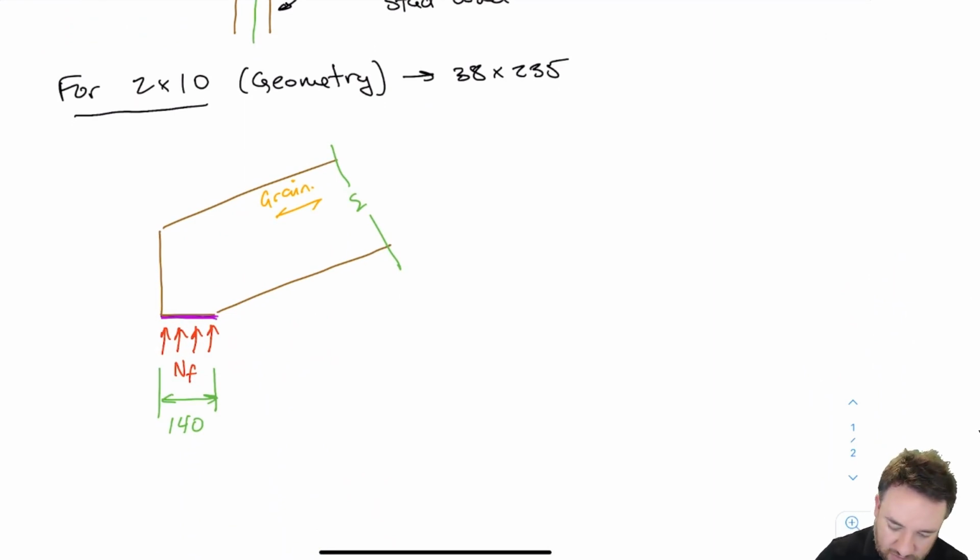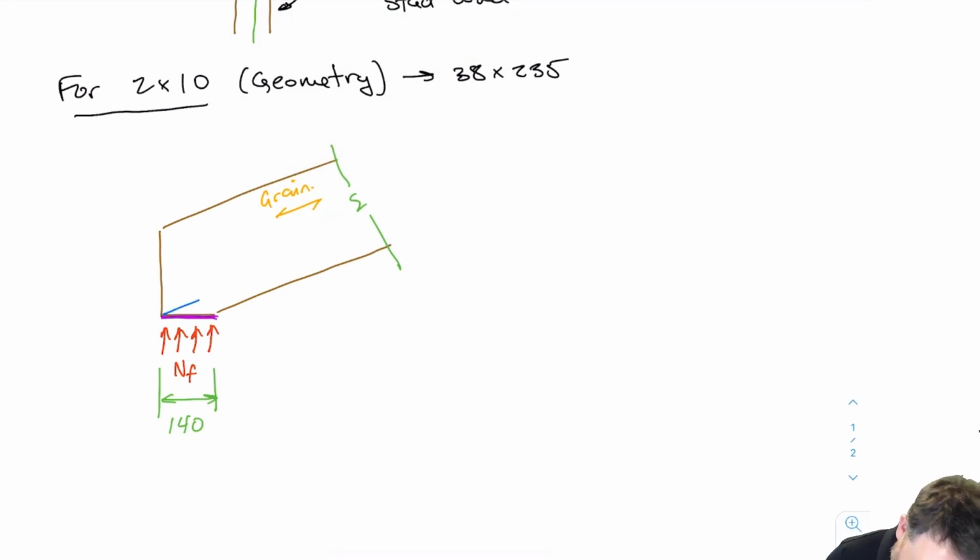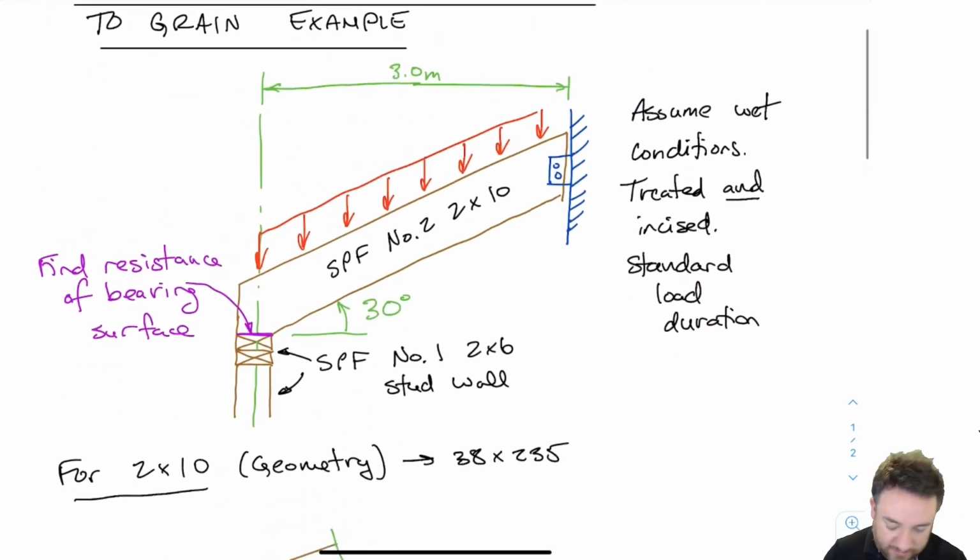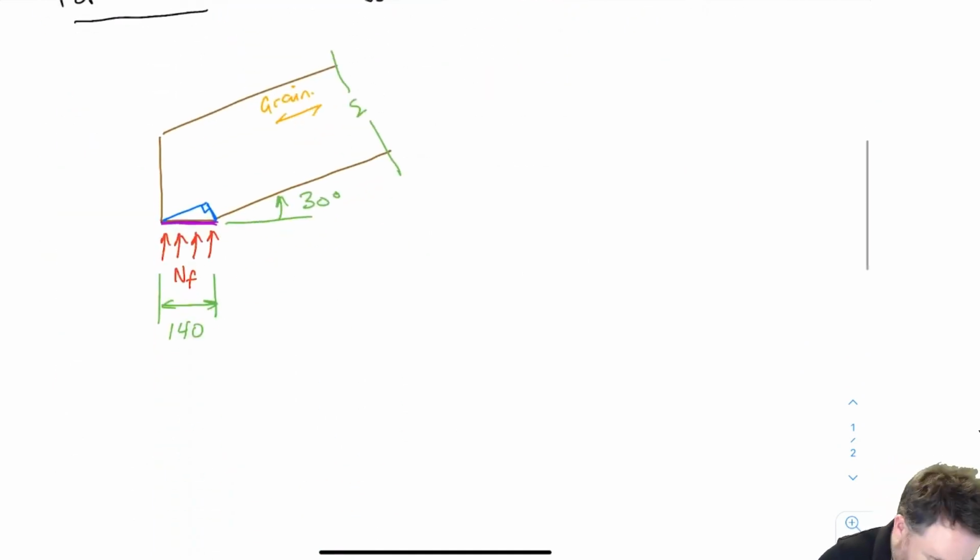Now what we have to do is divide this bearing surface that's in purple into two different areas. One that is aligned parallel to grain and one that is aligned perpendicular to grain. And I'm going to have to find out what those lengths are. How do I do that? Well, this is a right angle triangle. I'll put the little right angle in there. We'll remember that this angle here is 30 degrees, which is what we saw up here. And so this angle in here also has to be 30 degrees.